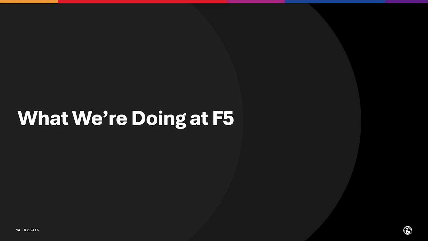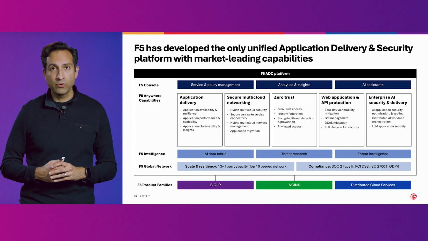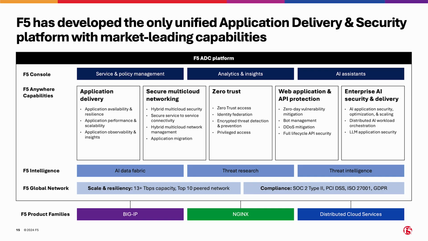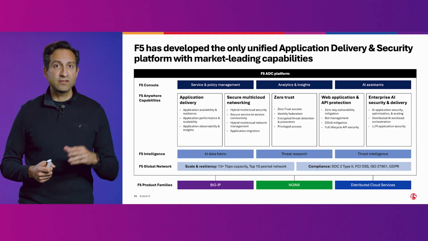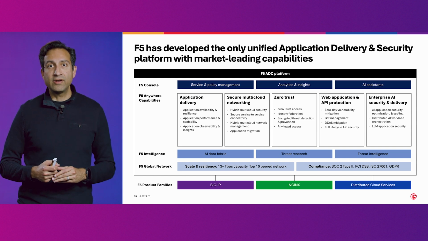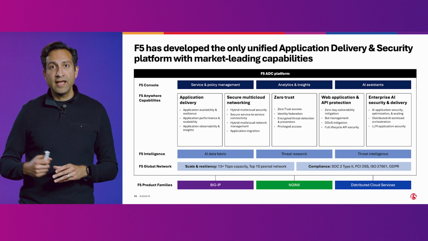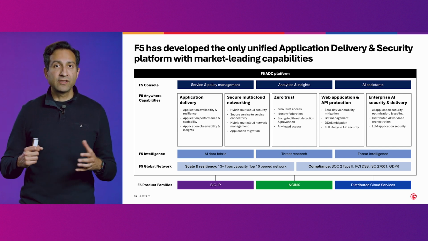And now I want to talk about what we're doing at F5, given all that setup and how we're helping organizations with respect to AI and how we're doing that together with Microsoft. I want to start by walking you through who we are as an organization. We have developed the only unified application delivery and security platform in the world, and we've done it with incredible market-leading capabilities. Now, we have what we call our anywhere capabilities, and that includes things like application delivery, secure multi-cloud networking, some zero trust capabilities, web application and API protection, and some emerging AI security and delivery services.